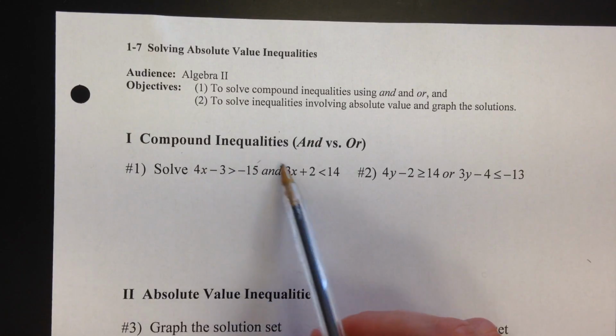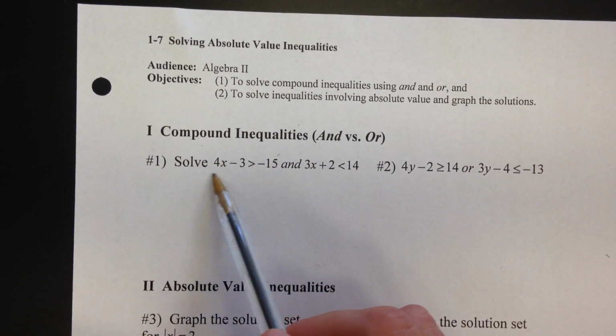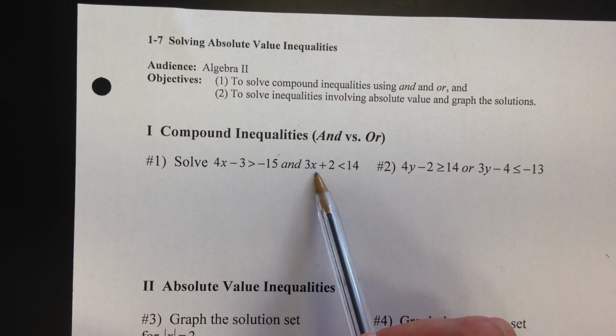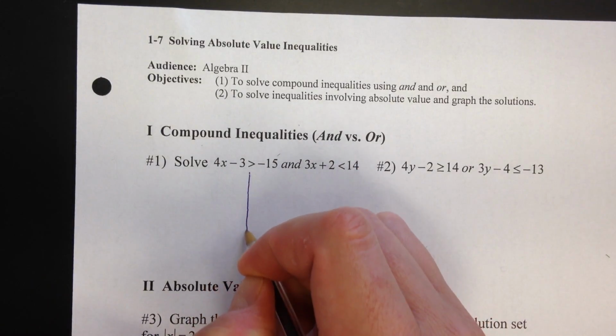All right, so before we get into the absolute value inequalities, let's do a review of compound inequalities, which are using the words and or. So number one, we're going to solve 4x minus 3 greater than negative 15 and 3x plus 2 is less than 14. So what we'll do is we're going to solve both of these.